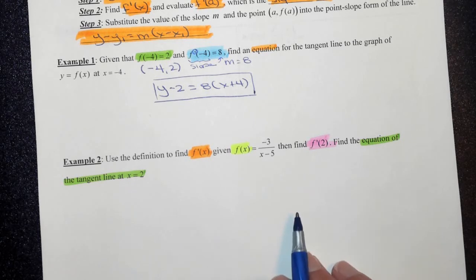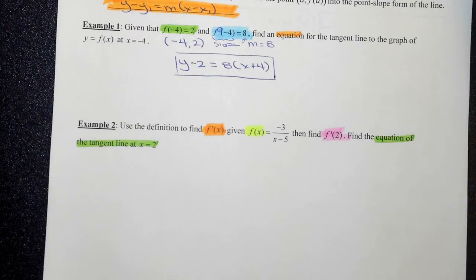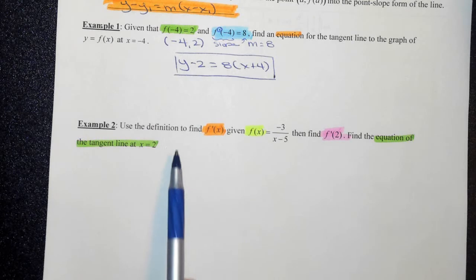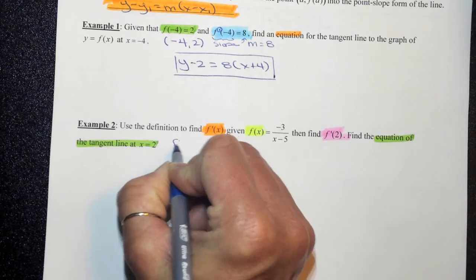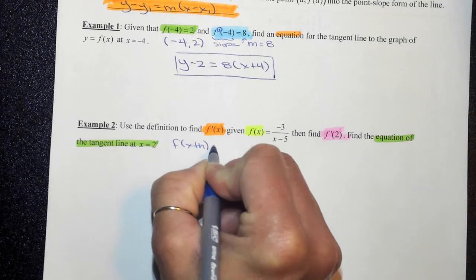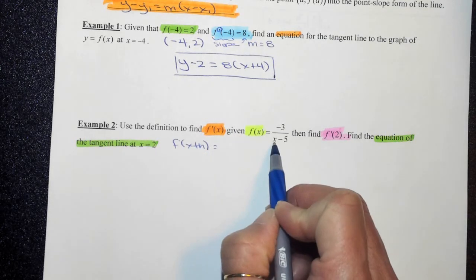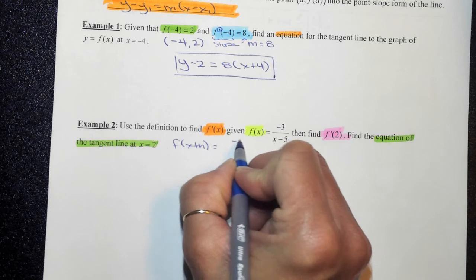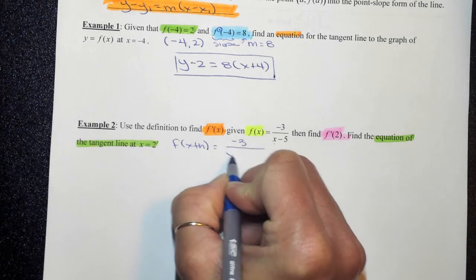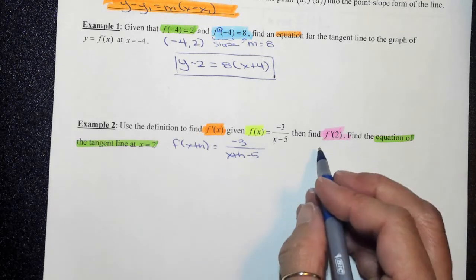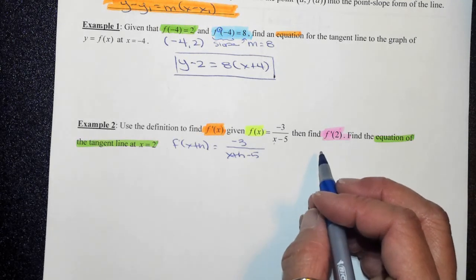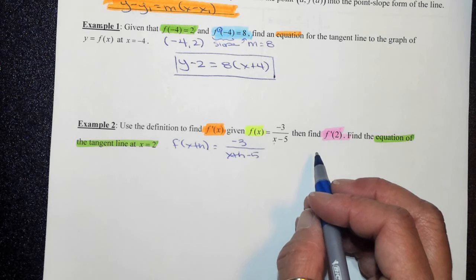The first thing that we need to do, since we don't know the shortcut yet, and we have to use the definition of the derivative, we need to use the definition that is at the top by taking the limit as h approaches 0. So one thing we will need is f of x plus h. So what we need to do is plug in x plus h here. So this gives us negative 3 over x plus h minus 5. Okay. In addition to that, we also need to evaluate f of 2 because we'll need a point later on.